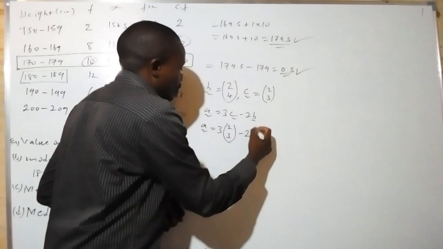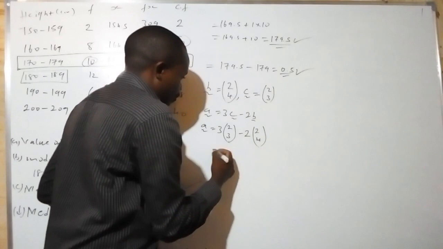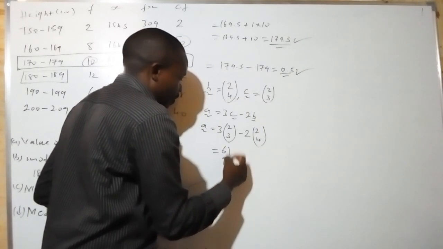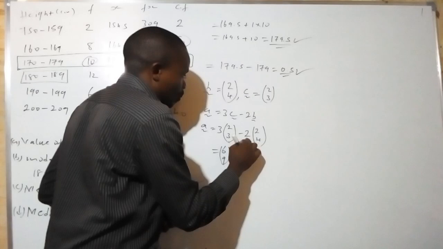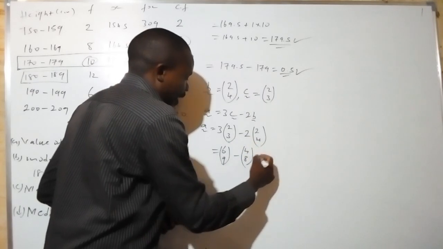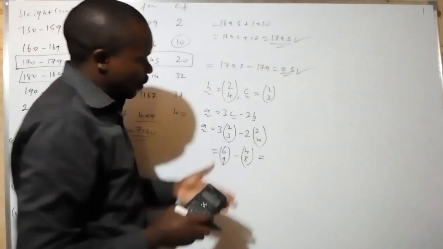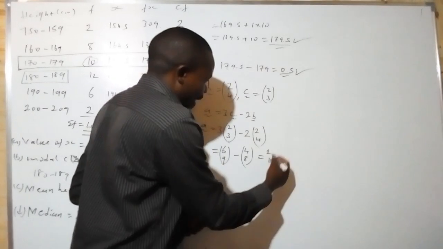Then open the bracket, 3 times 2 is 6, 3 times 3 is 9. Close the bracket. Minus, open the bracket, 2 times 2 is 4, 2 times 4 is 8. Then we subtract: 6 minus 4 is 2, 9 minus 8 is 1. This is our A. But now they want the magnitude.